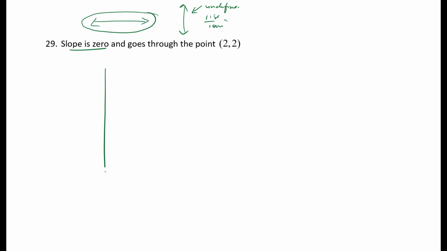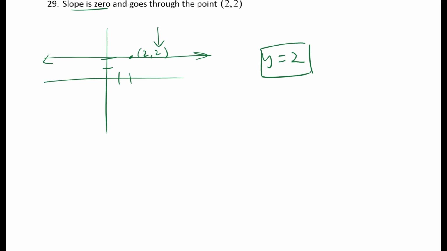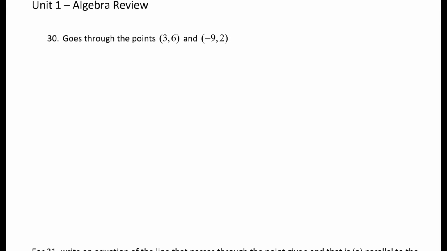So this one's really straightforward to reason through. We know the point is (2, 2), and it's a horizontal line that's got to go through that point. So it's going to just be the value of whatever that y-coordinate is. So y equals 2 is the line. And 30.